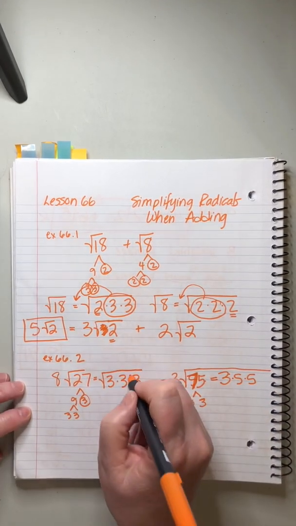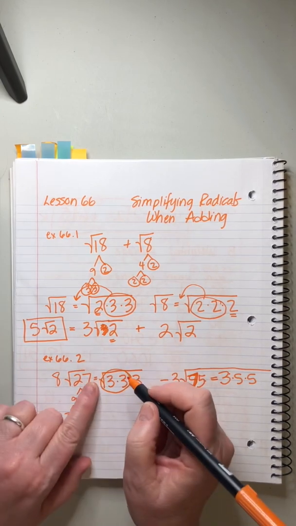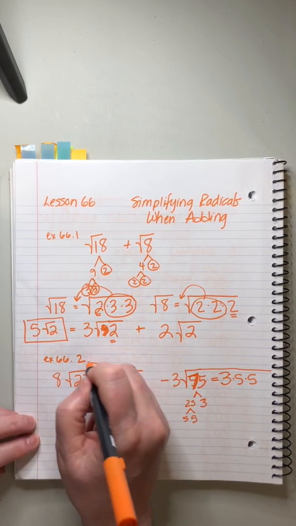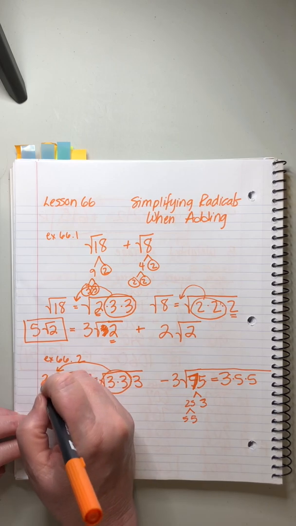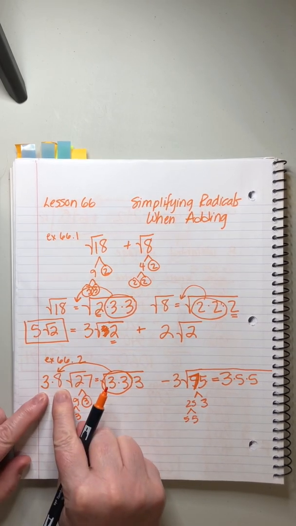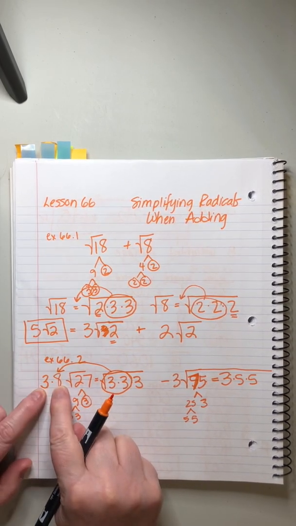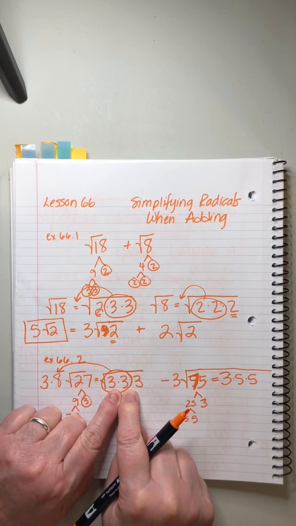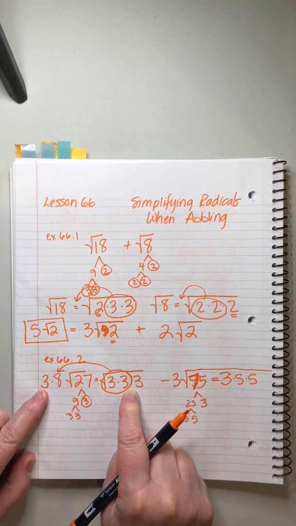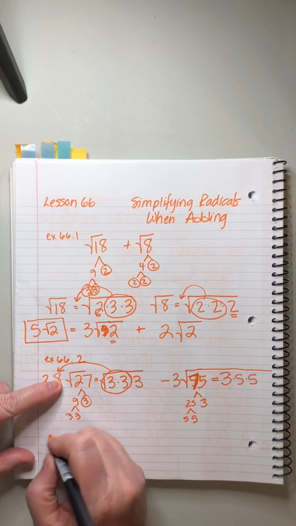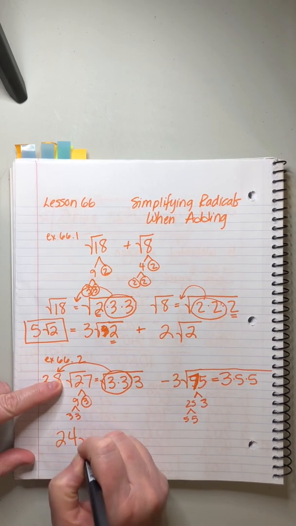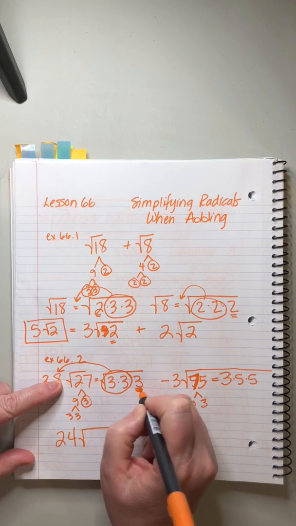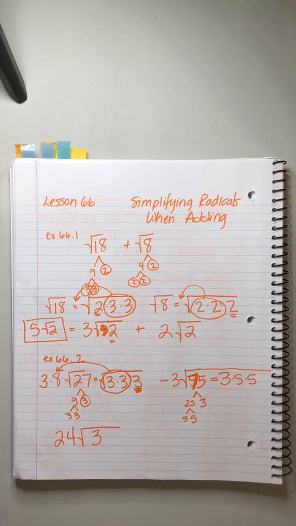Okay, this 3 comes out. Instead of just writing it here, what we do is we multiply it against the number that's already out there. So we brought out a pair of 3s inside equals a single 3 on the outside. We multiply it by 8, so we get 24. And then what's left on the inside? That last 3. That looks pretty different, doesn't it? Okay, let's try this one.